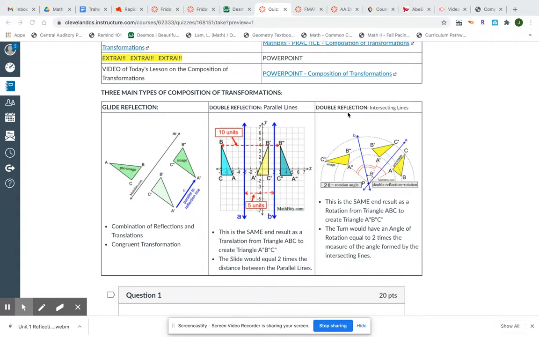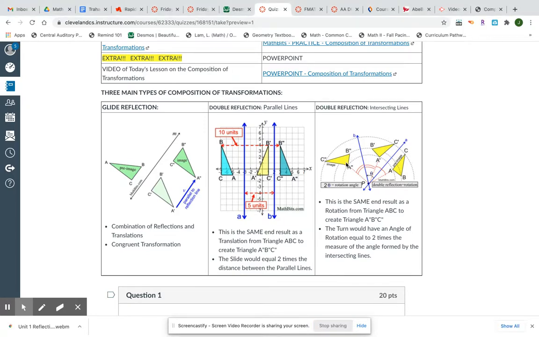All right, which brings us to the third very popular type of combination of transformations, and that's called a double reflection in intersecting lines. So just like we saw above, if you have a set of intersecting lines and you do a double reflection. Here is my original pre-image, and then I reflect over this line here called A, and you notice it's intersecting with line B here. So there's my first reflection. Here's my second reflection.